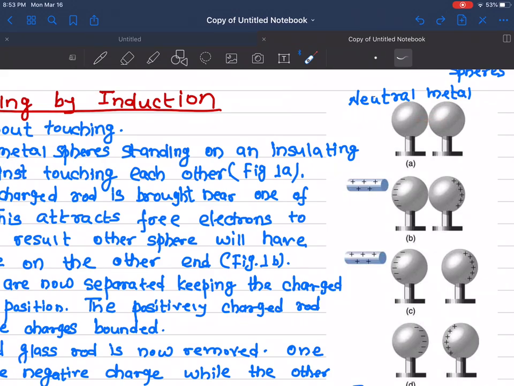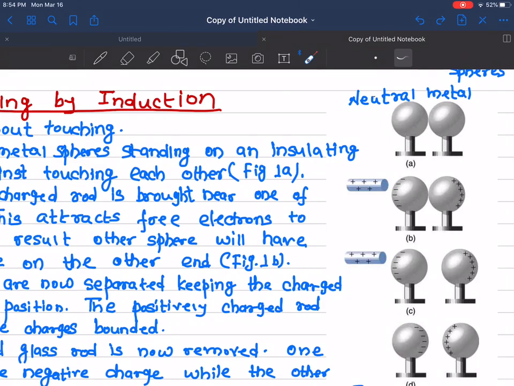And now we bring another charged glass rod or any charged insulator here. So in this case, a positively charged glass rod. So when you bring the positively charged glass rod, what happens? It attracts the free electrons to one side. So this side will effectively have more free electrons, and the other side will have more positive charges.